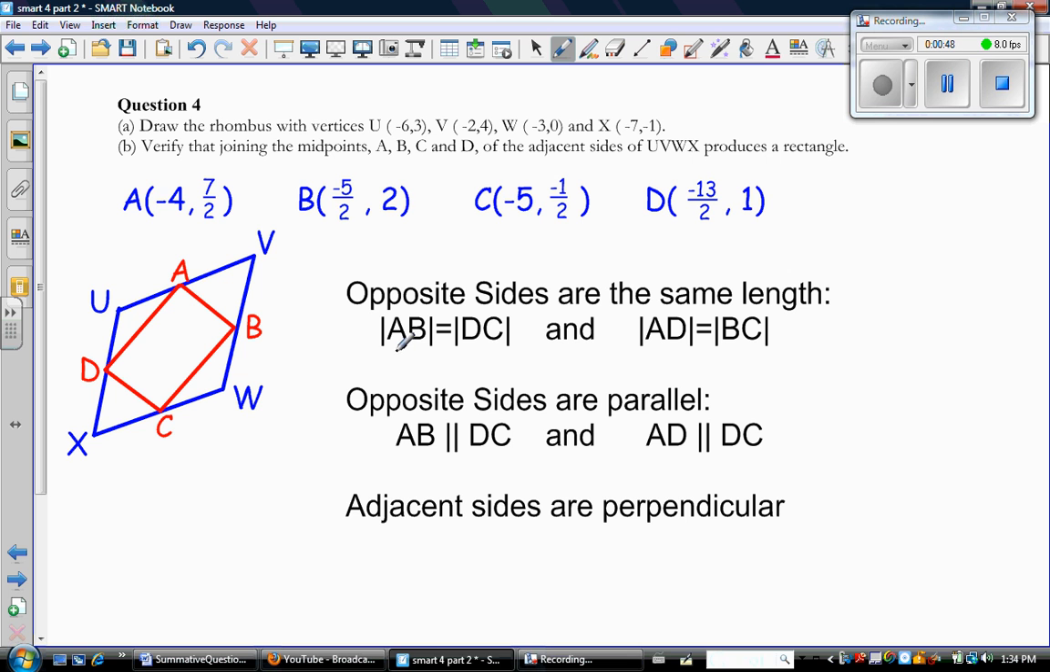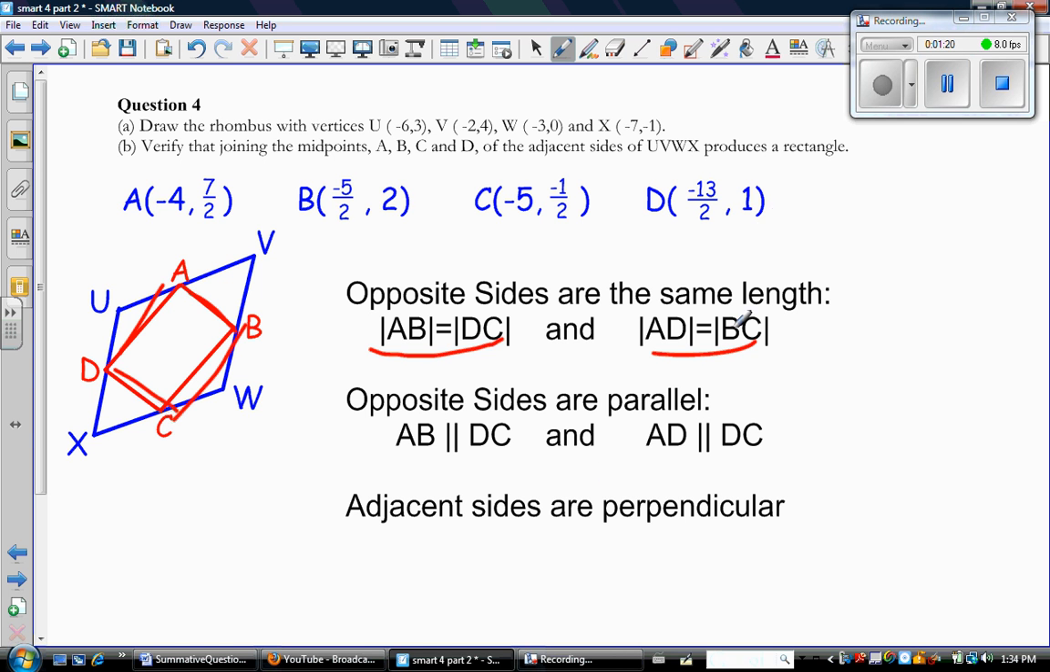We had to show that opposite sides are the same length. So we had to show that AB and DC were the same length, and that AD and BC were the same length. And then we have to show that opposite sides were also parallel. So we have to show that AB is parallel to DC, and that AD is parallel to BC.